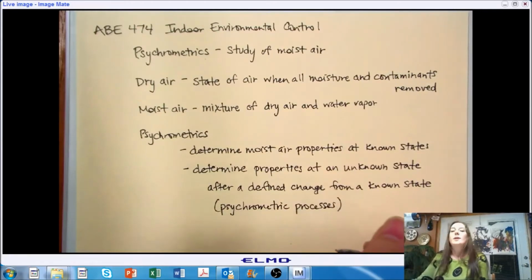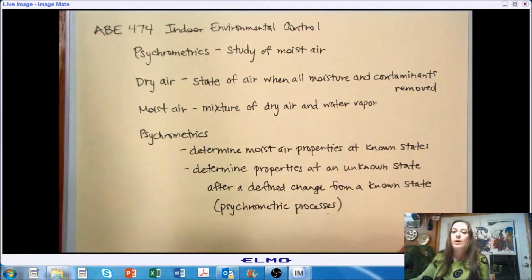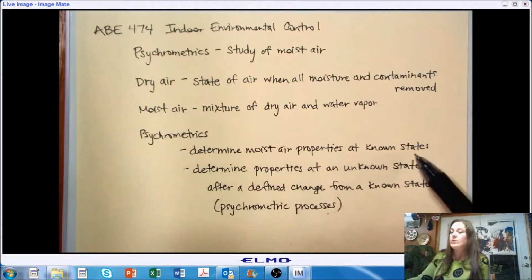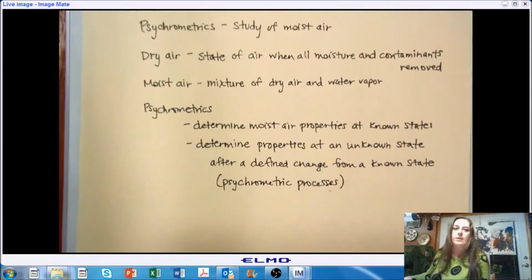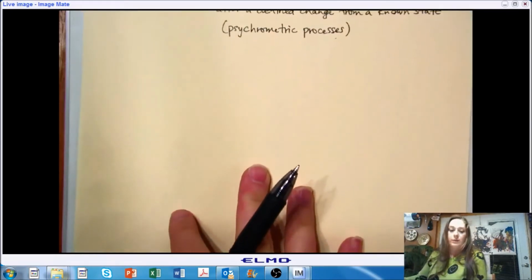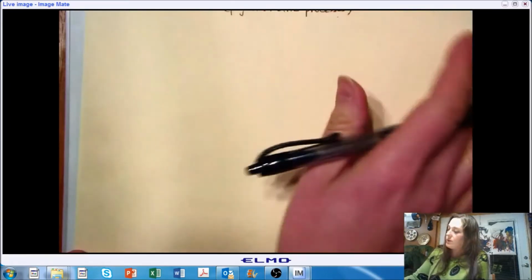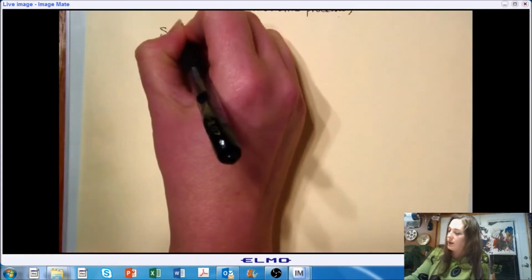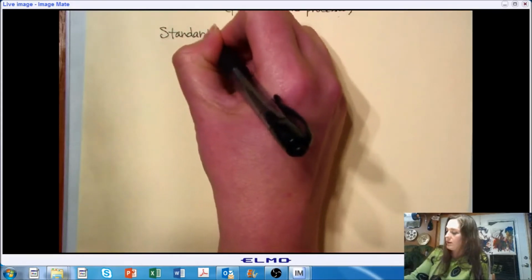And as engineers, we like to control and manipulate, so what we really like to do is take advantage of those psychrometric properties to take our moist air from some known state to a more desired state. And so we need to understand the processes in order to know how to get from point A to point B. Let's refresh ourselves again on standard conditions. We looked at those in the prior segment, but let's refresh ourselves on what we mean when we say standard conditions.